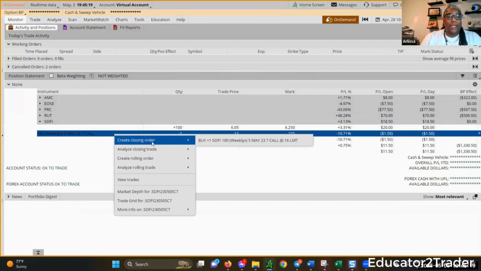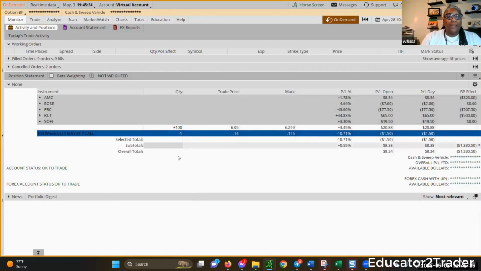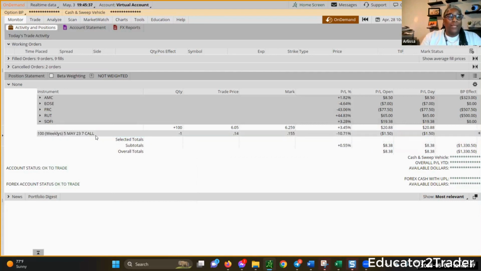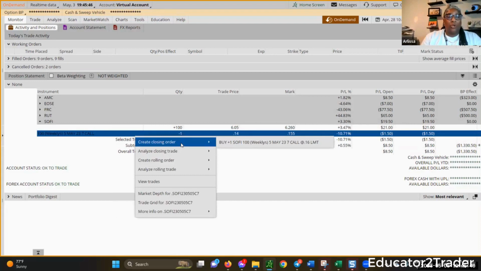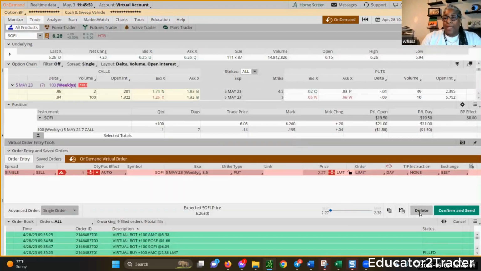Right click on it, and I'm going to create the closing order. Just like we did on the other trades, create the closing order. This basically says I'm going to buy one SoFi call at $16. I'm basically going to buy back what I sold. Remember, when you open something, you sell to open. And you do the opposite thing to close it. So if I sell to open, which is this -1, then I need to buy to close.